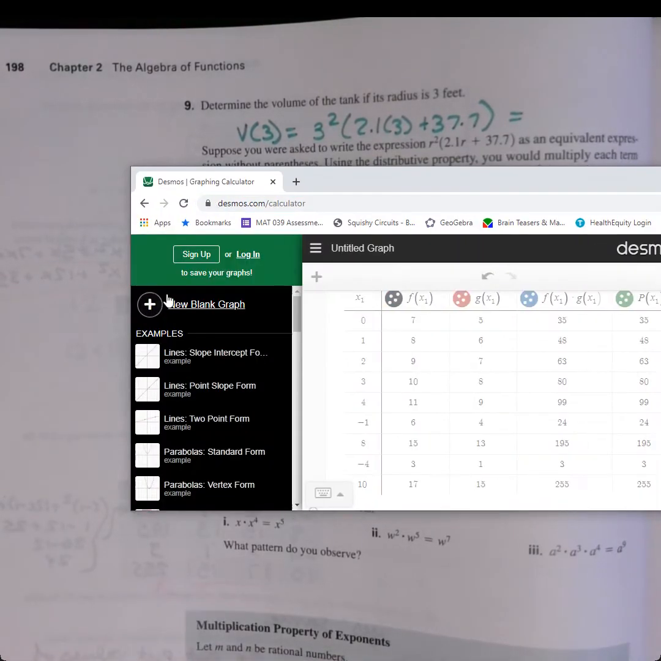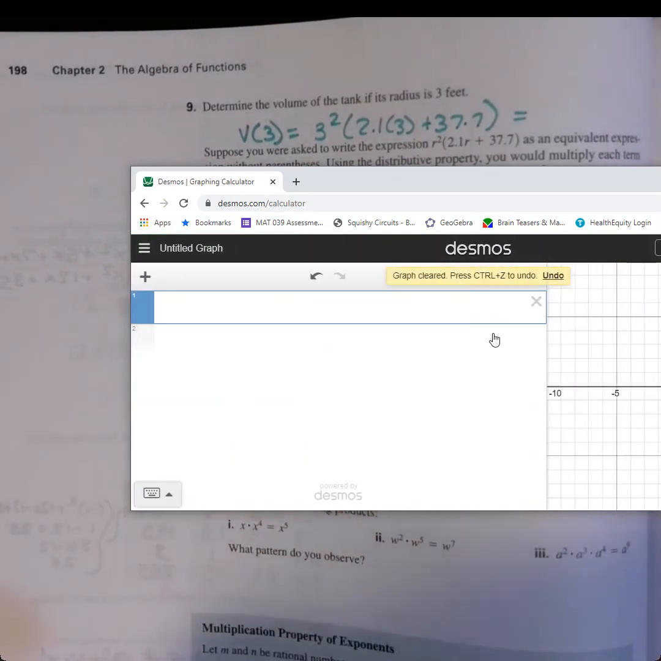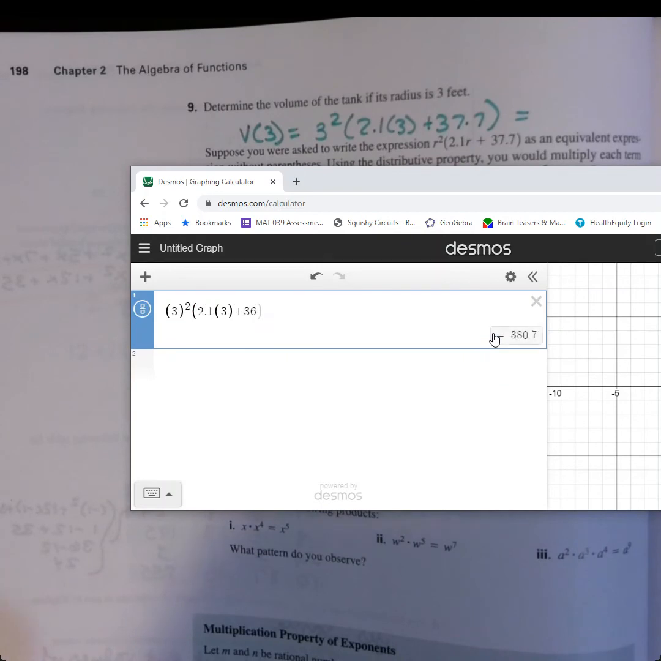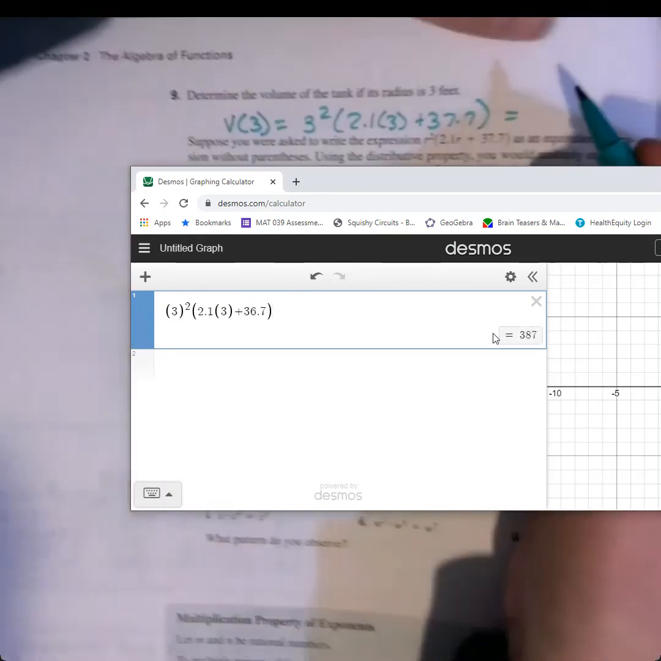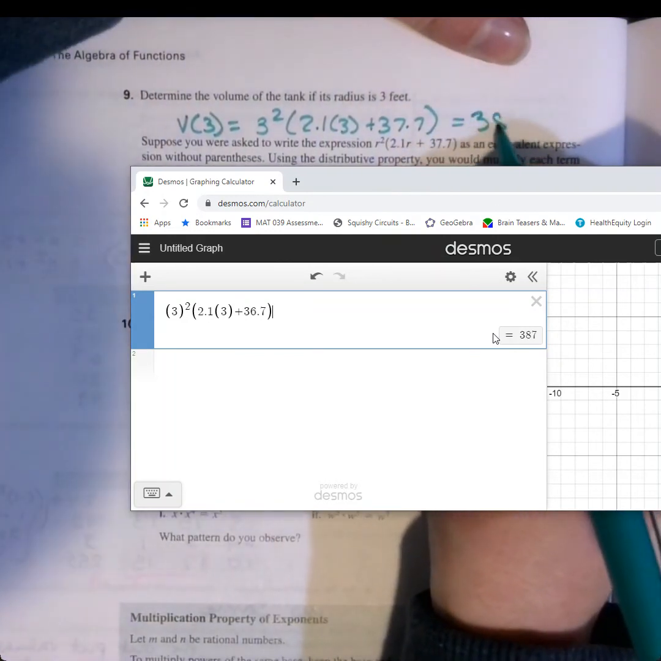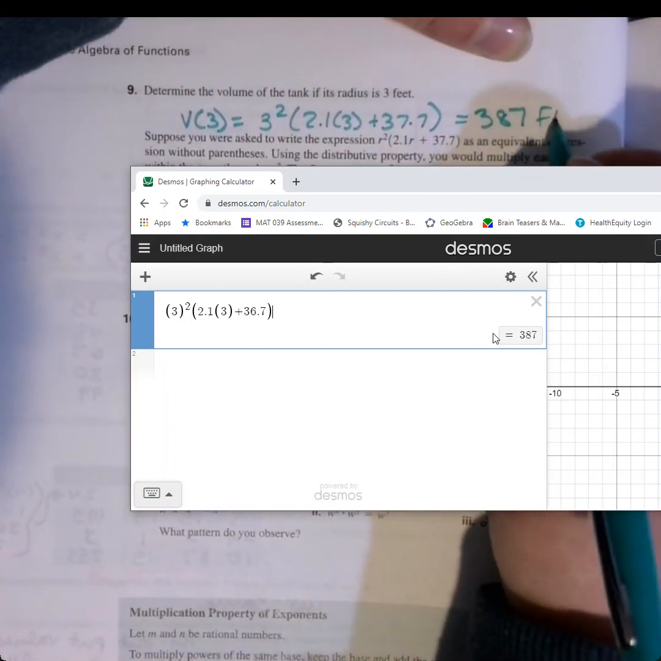I'm going to make a new one because there's a lot of table stuff going on over there. So never hurts to use parentheses. I'm going to do 3 squared times 2.1 times 3 plus 37.7. So altogether, we have 387 cubic feet, since that's volume.